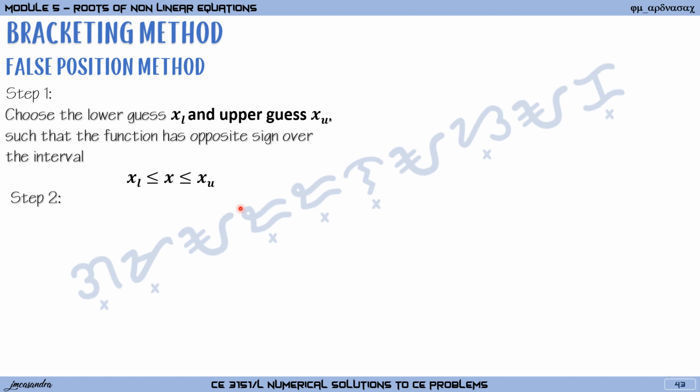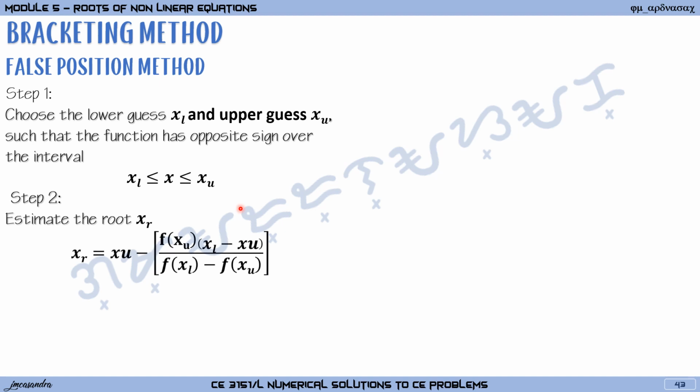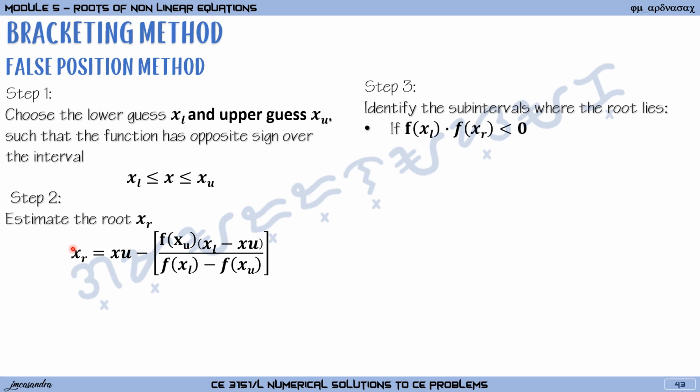Next, step 2, after giving the initial guess, we now estimate the XR, or the root of the equation, using the formula for the false position method. Once you have computed for XR, step 3 is to identify the subintervals, or the new limits, in which the root lies. So we now check the conditions.